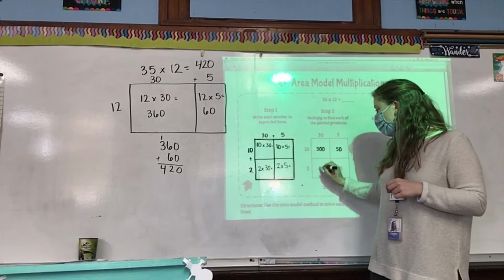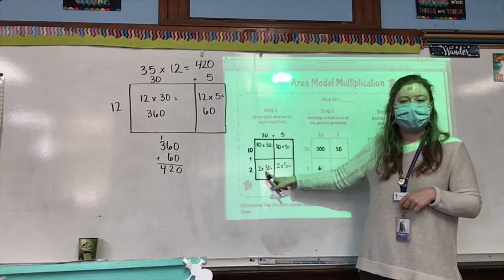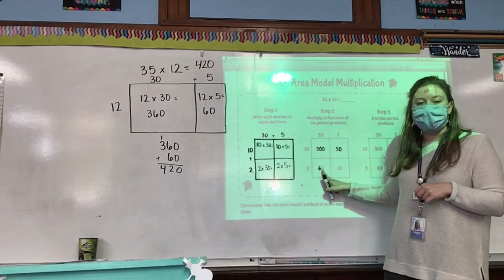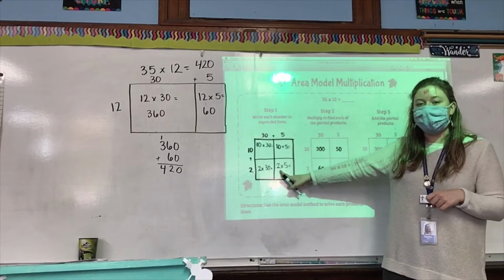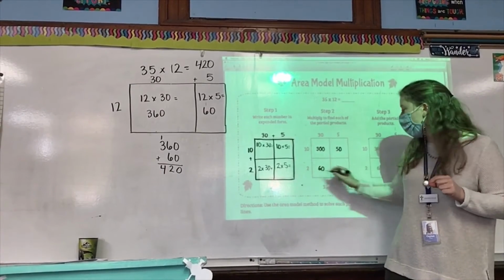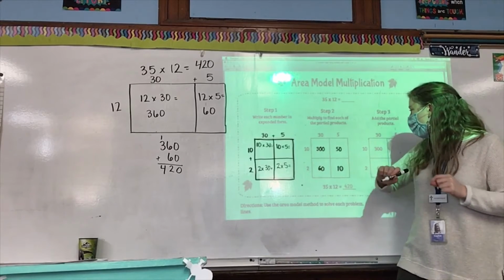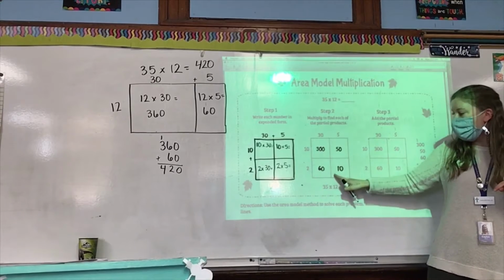6. How many zeros do we have at the end of our factors, class? 1. How many go at the end of our product? 1. And now in the very last box, we have a basic fact. 2 times 5 is what, class? 10. Now, we multiply to find each of the partial products.